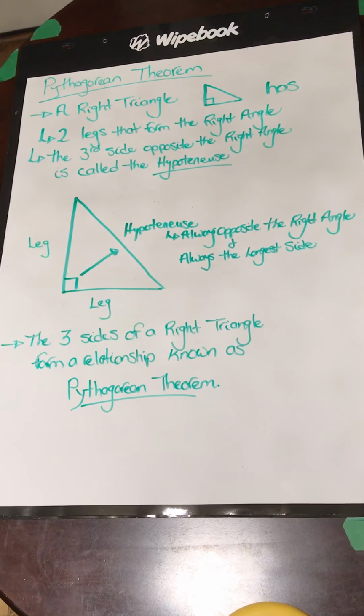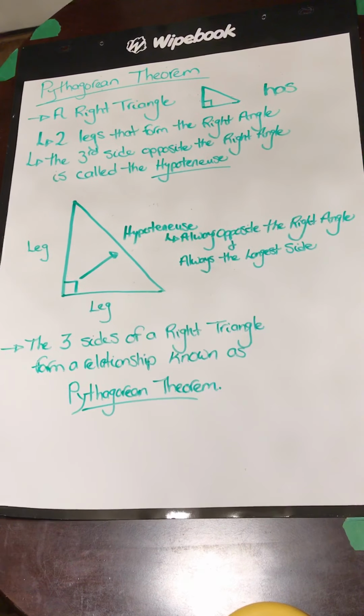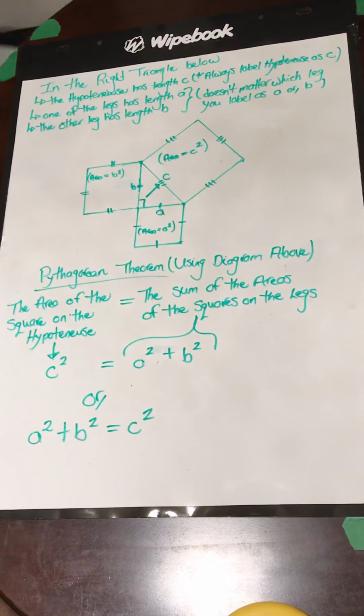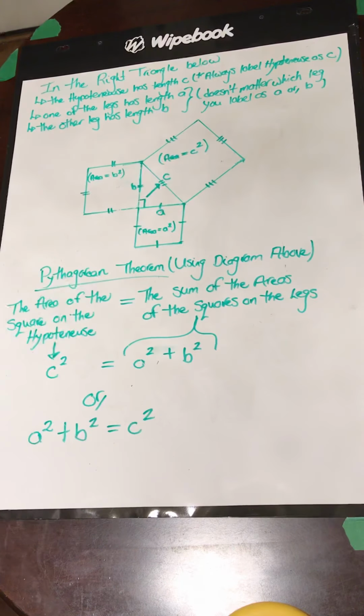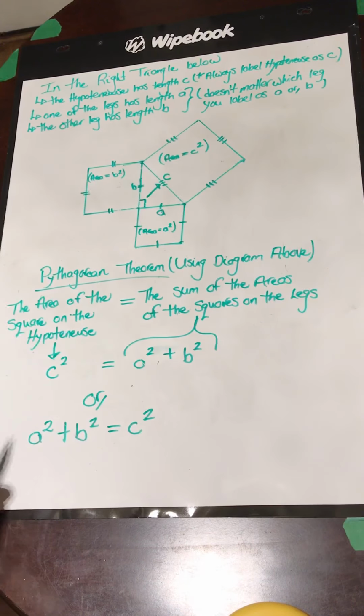These three sides of a right triangle form a relationship known as Pythagorean theorem. And we're going to figure out how that was discovered. So in the right triangle below, the hypotenuse has length C, and you always label the hypotenuse C. One of the legs has length A, and the other leg has length B. And it doesn't matter which leg you label as A or B.